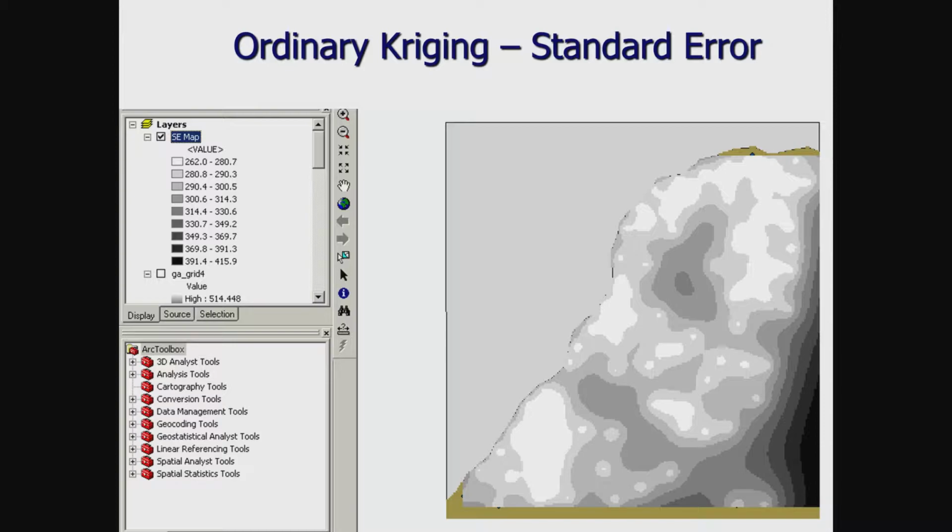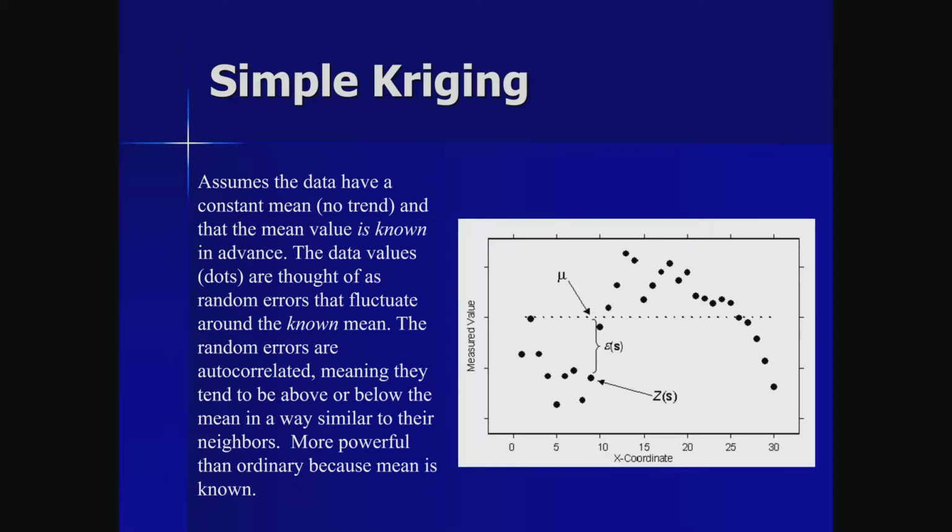If we want to come up with a 95% confidence interval, which is 1.9-something, I forgot what the z value is for 3 standard deviations. Anyway, it's something in there. You multiply the values by that number, and then you could get 2 standard deviations or 3 standard deviations out. And you can do that with any of the krigings.